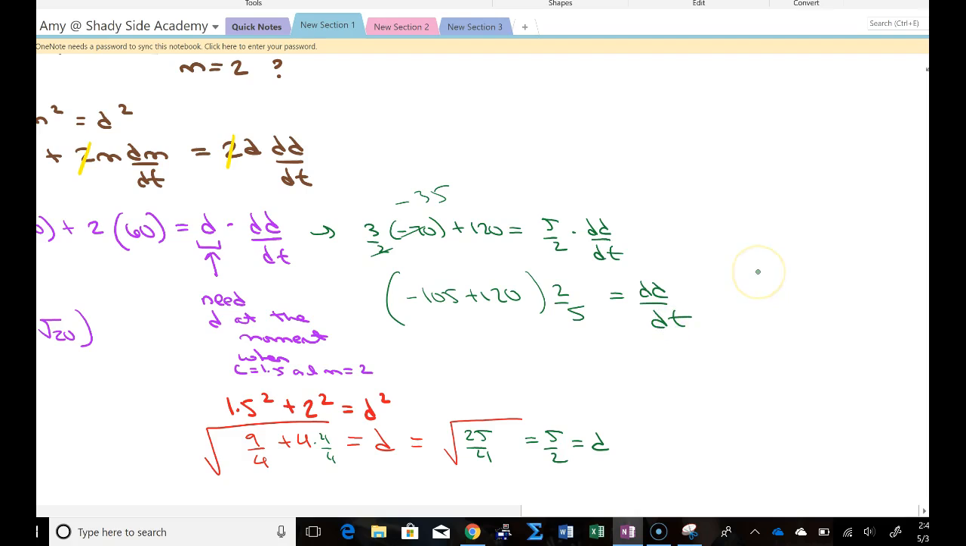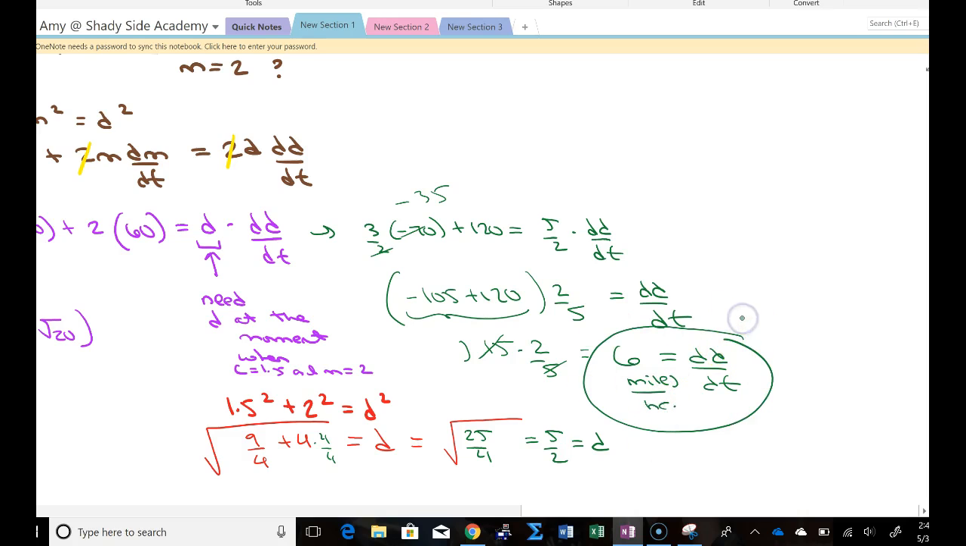Look at that. So you can show off at a party, everyone. It's like, oh, look what I can do. I'm so fancy. And negative 105 plus 120 is 15 times 2 all over 5. Boom. 3 times 2 equals 6 equals dd by dt. 6, is it miles per hour? I think this question may have been multiple choice, and that should match up.